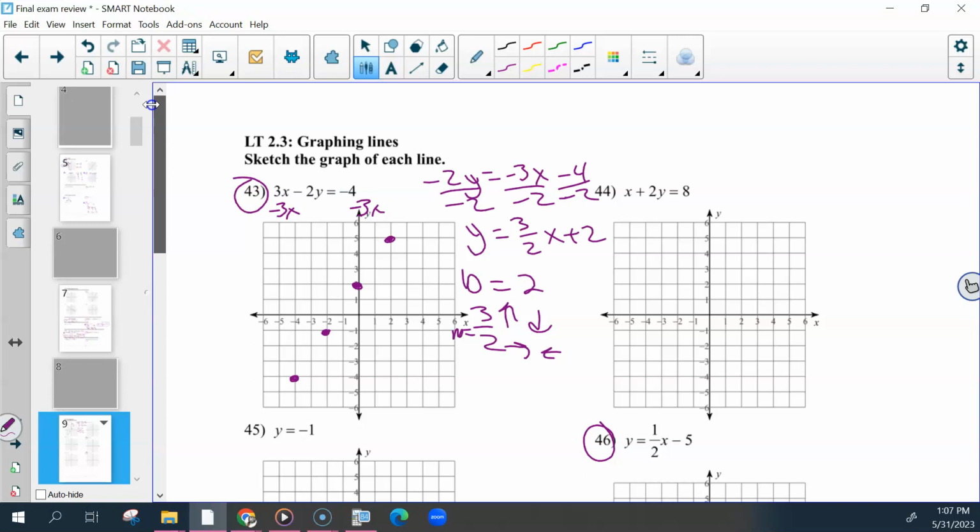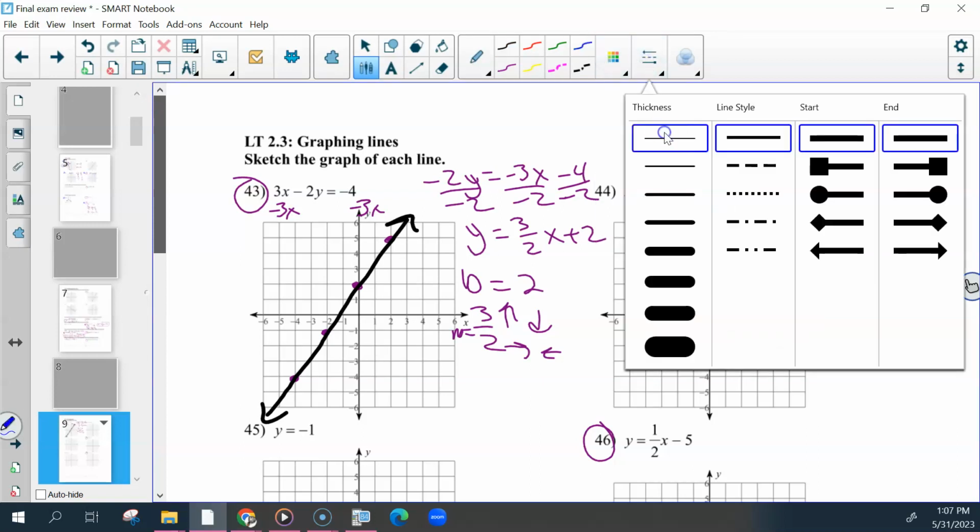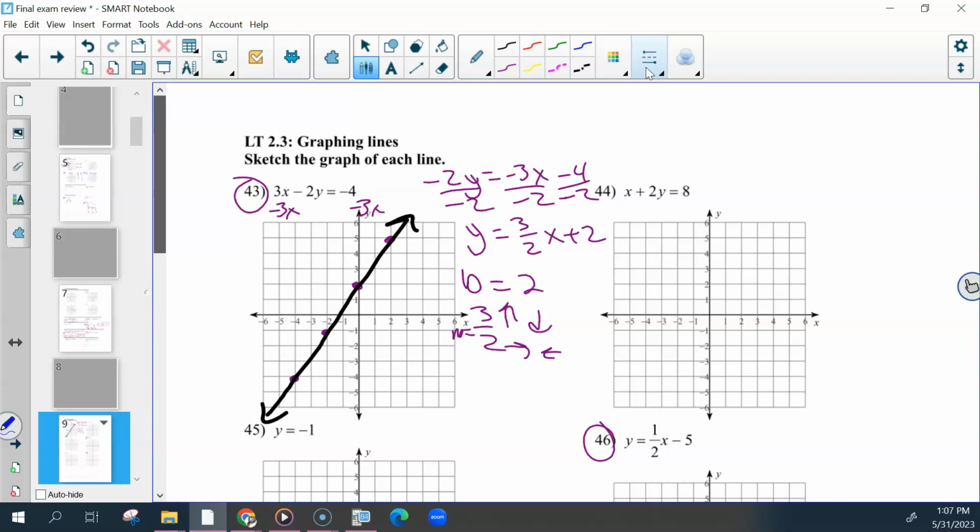Once you have all of your points, connect all the dots, draw a line through them, draw arrows at the end. Have any questions on that?